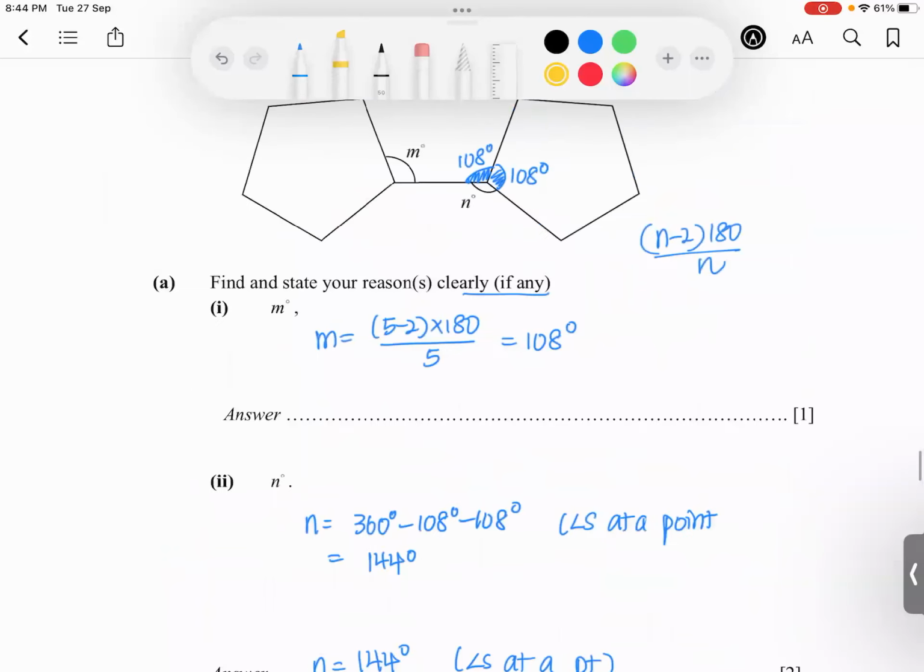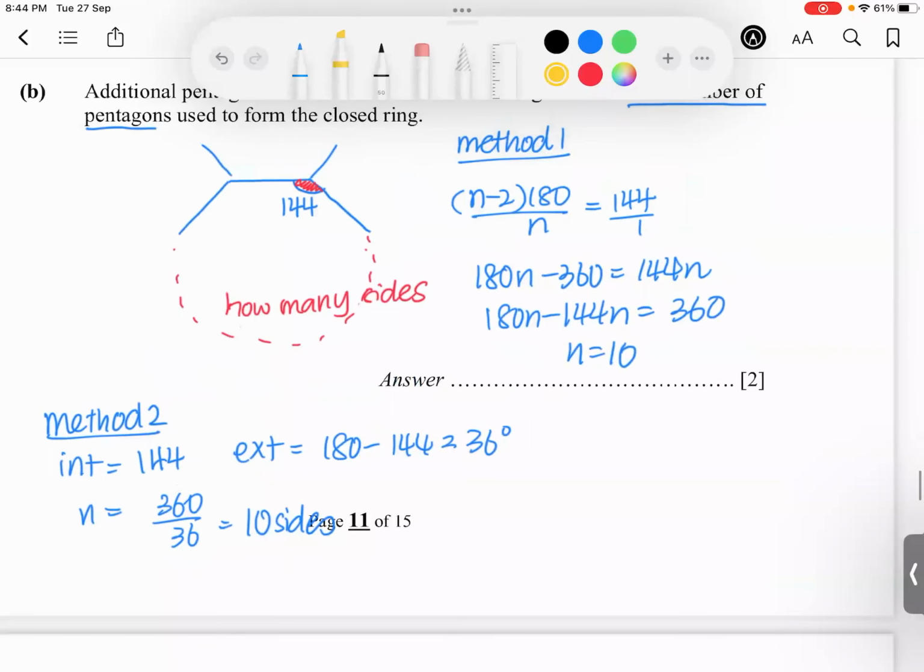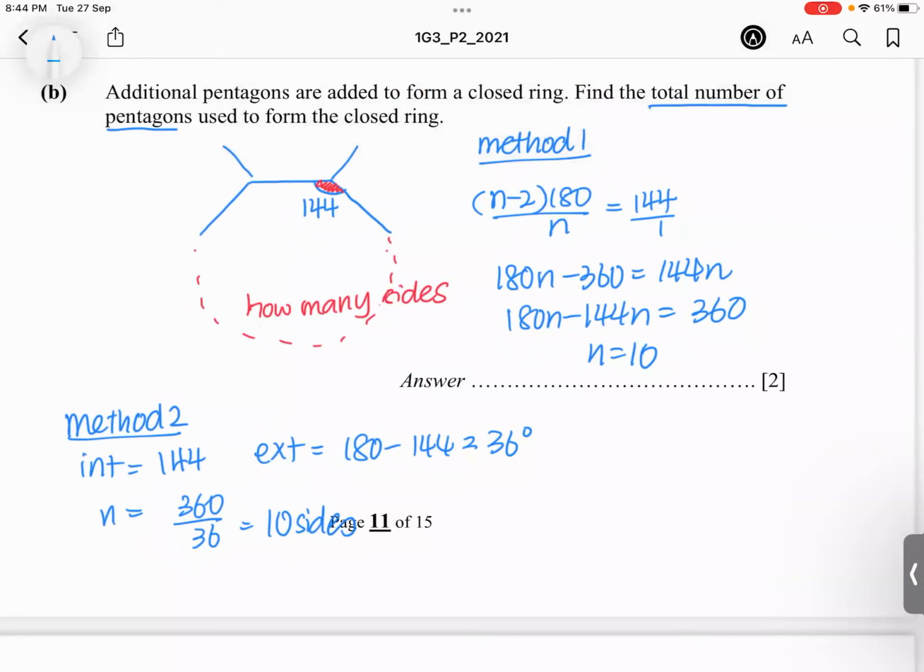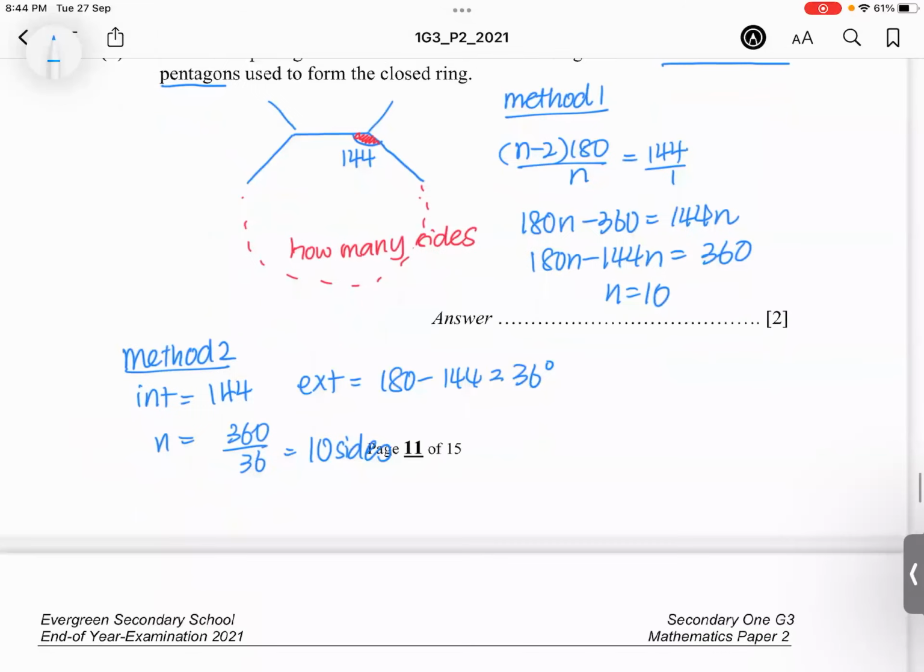How many more do I need to add? I need to take 10 minus 3. Sometimes there is one extra small step in the question, so you just need to read what it is that they want. In this case, the question asks for the total number, so just 10, no problem. But if the question asks how many additional polygons do I need to add, then I need to take 10 minus the existing 3, which is 7. Okay, take note of that.